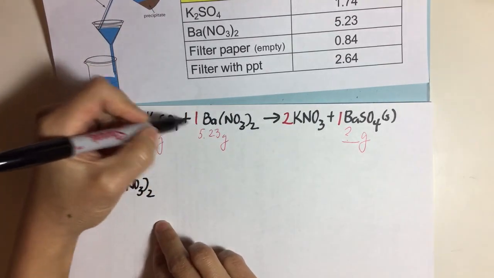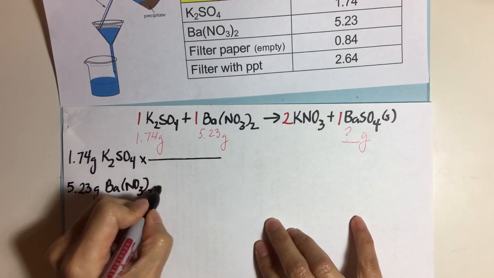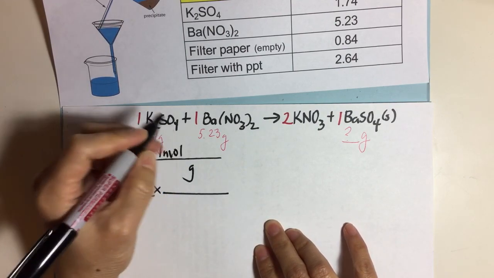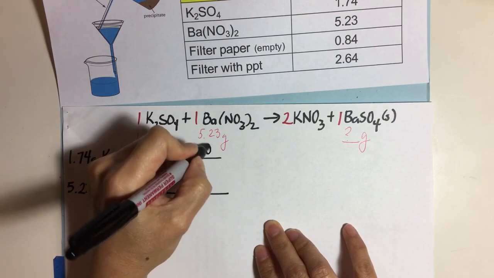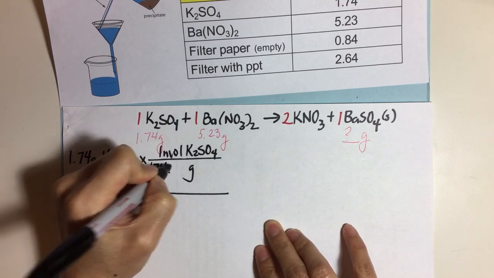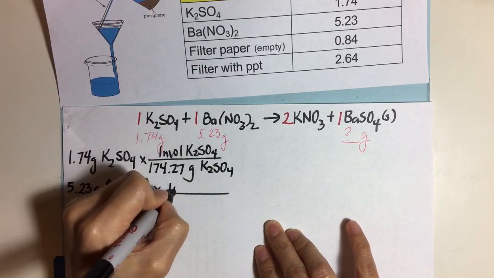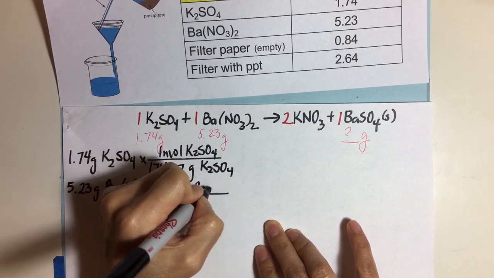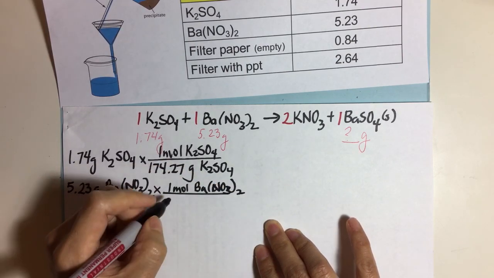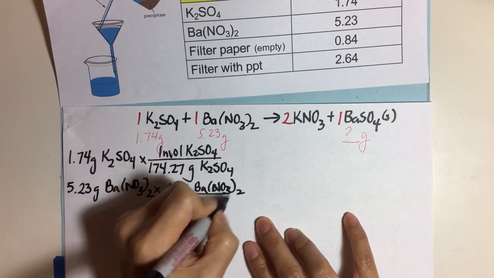Make sure you write neutral compounds as you're setting up these reactions as well as these problems. Okay, so I'm going to convert my grams to moles. So 1 mole of K2SO4 has a molar mass of 174.27 grams. Same here, 1 mole of barium nitrate has a mass of 261.35 grams.